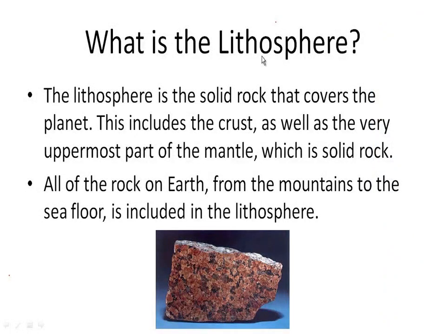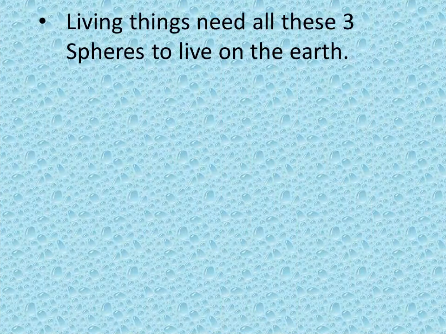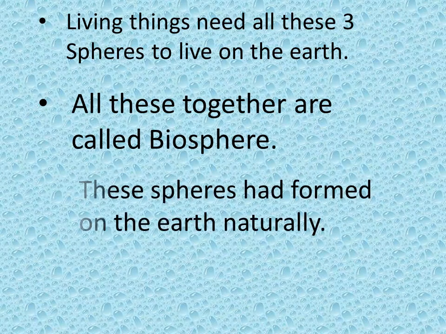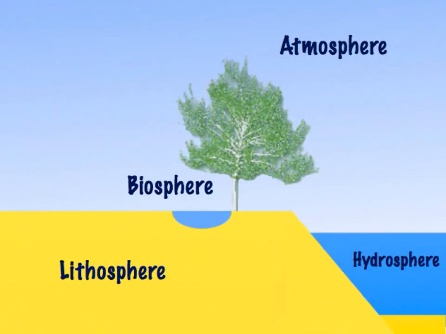What is lithosphere? The lithosphere is the solid rock that covers the planet. This includes the crust as well as the very uppermost part of the mantle, which is solid rock. All of the rock on Earth, from the mountains to the seafloor, is included in the lithosphere. Living things need all these three spheres to live on the Earth. All these together are called biosphere. These spheres have formed on the Earth naturally. Atmosphere, hydrosphere, lithosphere together form biosphere.